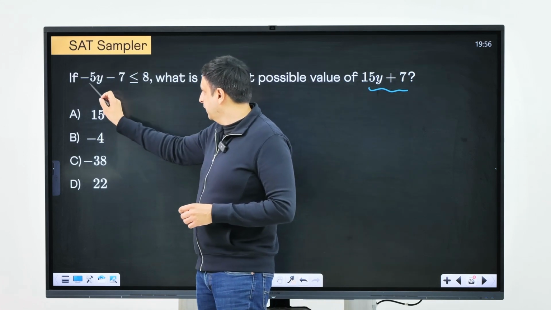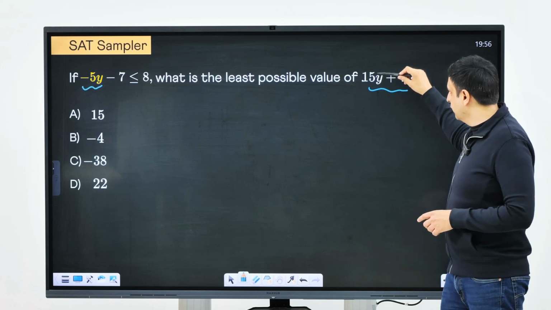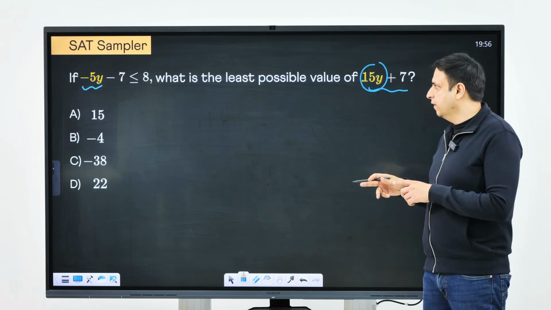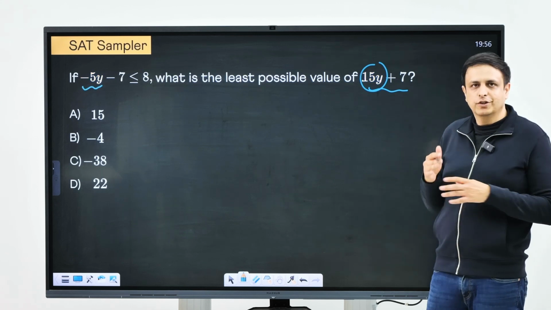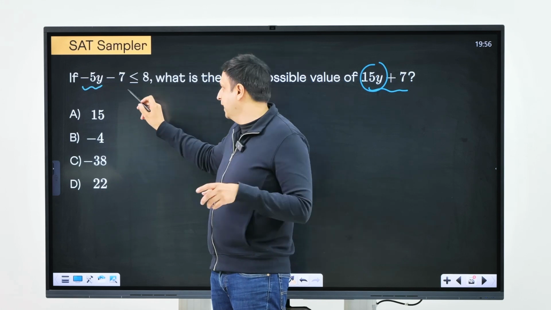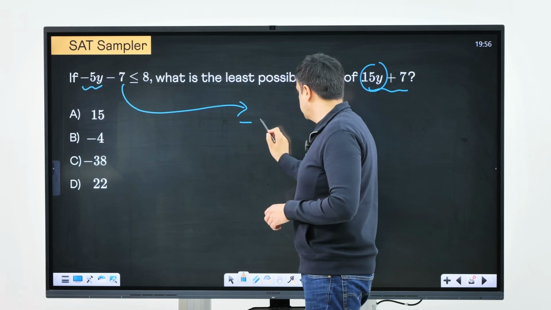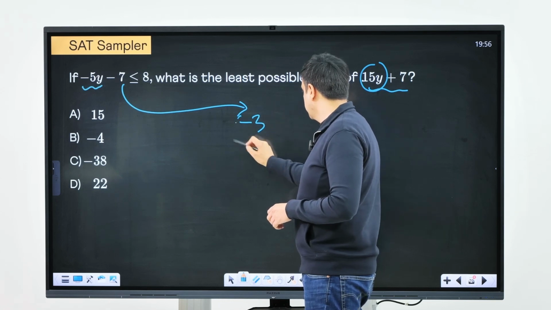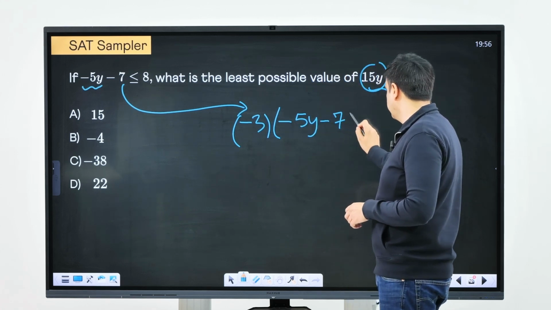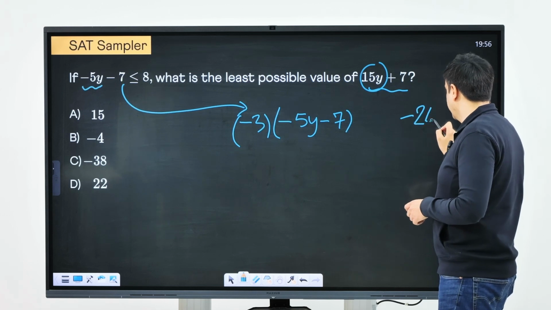We will observe that in this inequality we have negative 5y, and in this expression that we need we have 15y, and I can go from negative 5y to 15y by multiplying with negative 3. So all I'll do is first multiply both sides of this inequality by negative 3. So let's do that. Let's just write it properly first. Negative 3 times negative 5y minus 7 on the left side, and then on the right side I'll get negative 3 times 8, which is negative 24.